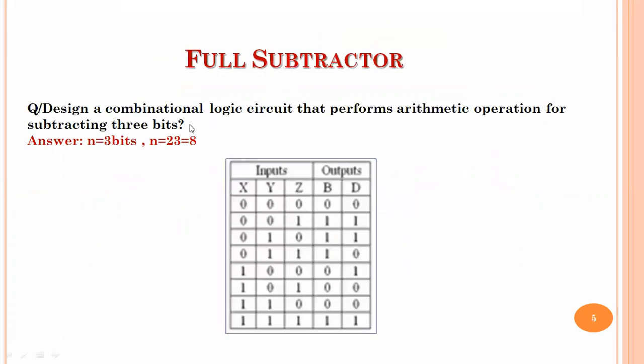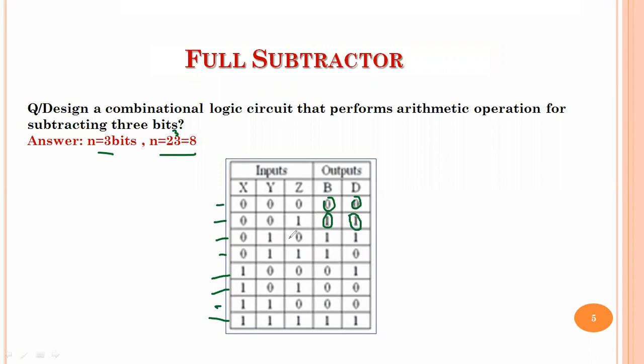So this is the full subtractor. We have 3 bits, so it will become 2 power 3, which means 8 inputs are there. So these are 1, 2, 3, 4, 5, 6, 7 and 8. First of all, for 0, 0, 0 we have borrow 0 and difference also 0. For 0, 0, 1, we have borrow 1 and difference also 1.